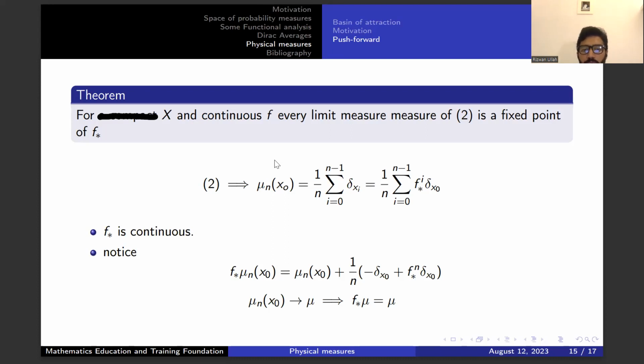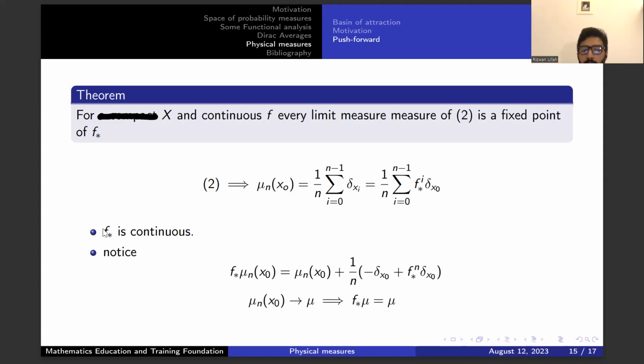So you start from the Dirac averages for any point x naught, the Dirac averages as we defined earlier. And you can see that I can write the Dirac averages associated to the point in the following sense. With just a little bit of computation, you will be able to figure out that you can write it like this.